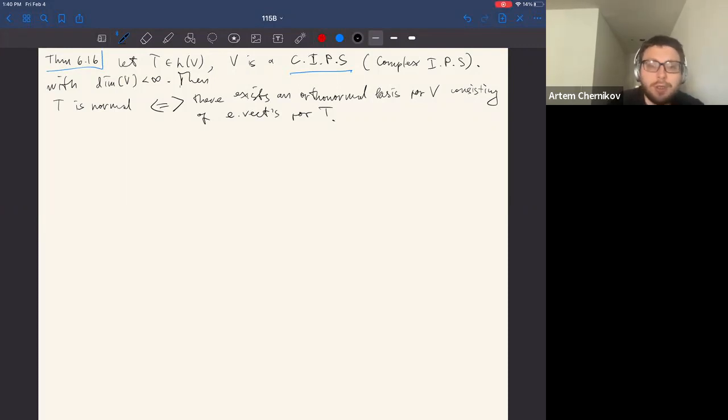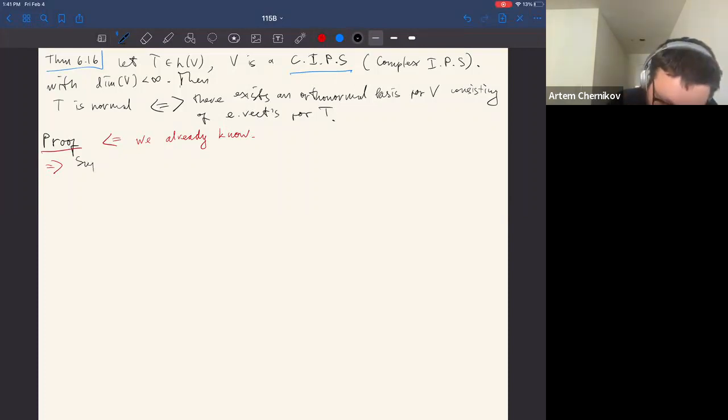So we already know one implication, right? So proof. This implication from right to left, we already know. We proved it just before the definition of normality, right? So we know that an orthonormal basis of eigenvectors implies normality. So the task is then to show the converse implication, the difficult direction. Okay. So towards this purpose, we suppose that T is normal.